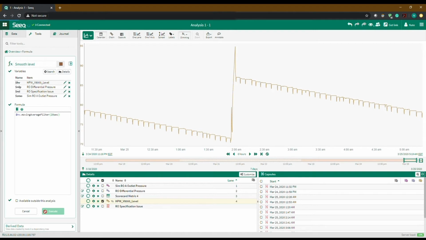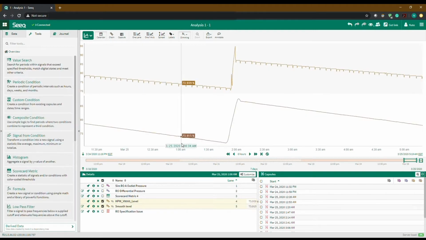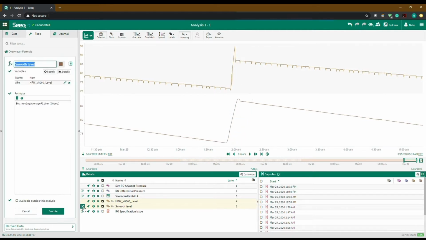and execute. When we execute, we get another signal that looks much smoother than our signal above, which gives us a better representation of our data. But as you can see, this increase here is a little sloped, so I'm going to reduce the running average time to 10 seconds to give our data a better look.